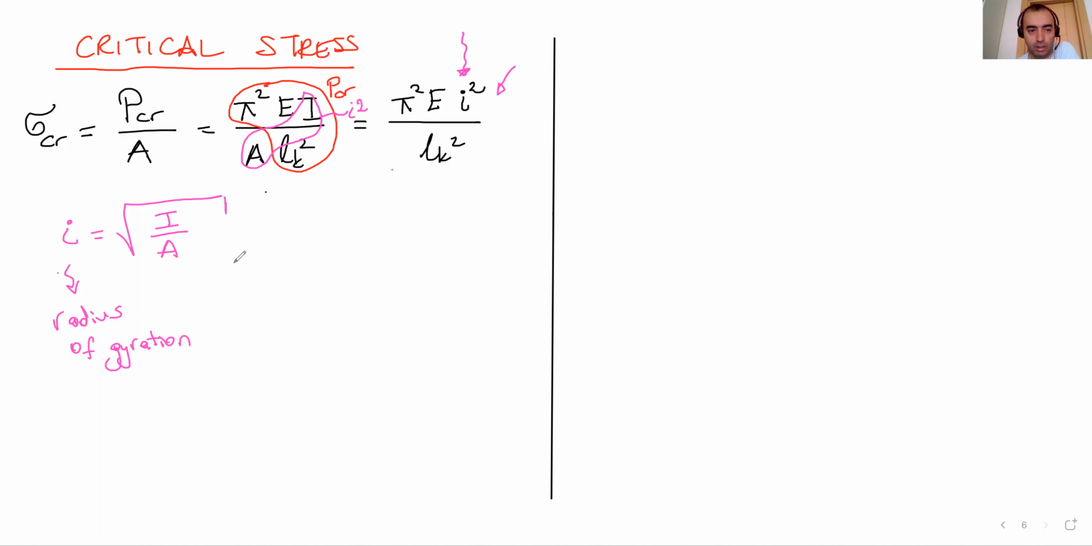So here, the critical stress is, if we take this i square to the bottom side, LK over i square. We are gonna see a new definition for this part. This one.